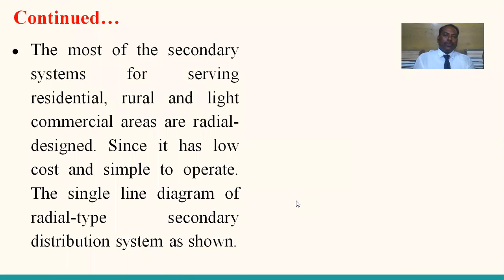Most of the secondary systems serving residential, rural, and light commercial areas are of radial design. Radial design, in the sense that residential loads are not important loads. That's why they prefer radial, so that the cost of construction, maintenance, and operation is low and everything is easy, since it has a low cost and is simple to operate. The single line diagram of a radial type secondary distribution system is as shown.